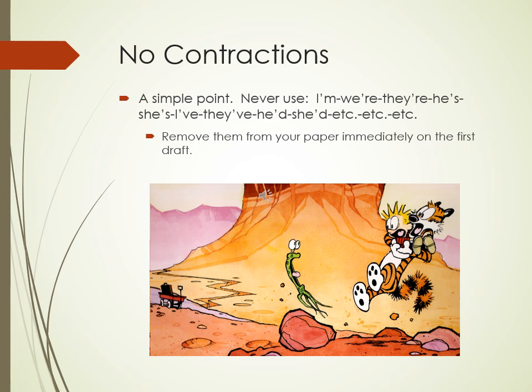Here's another really basic one. No contractions. Never use I'm, weird, any contraction whatsoever. Even if it feels a little awkward to you, don't use a contraction in formal prose. Remove them from your paper immediately on the first draft. And again, when you're writing the rough draft of your paper, these things slip in. They happen. But this is something that you should be going back for, looking for systematically. One thing you can do, by the way, to try.